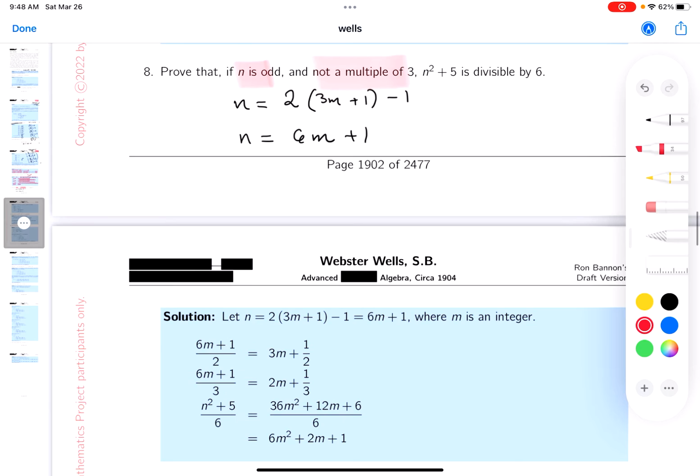All right? Then what they said is that n squared plus 5 is equal to 6. So let's write that down. So n squared plus 5, what would that be equal to? 6m plus 1 squared plus 5. All right? So 6m plus 1 squared plus 5 is divided by 6.